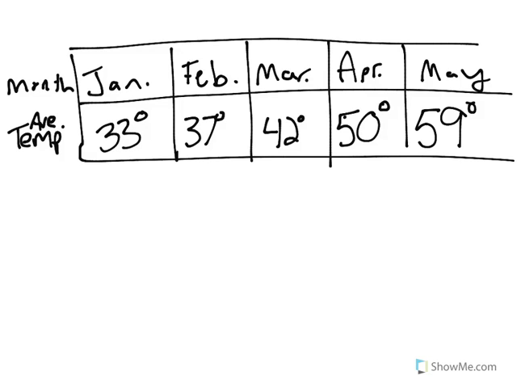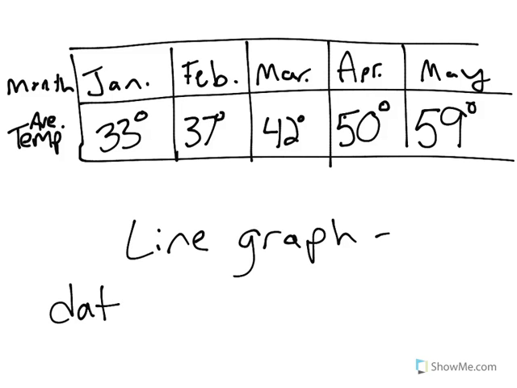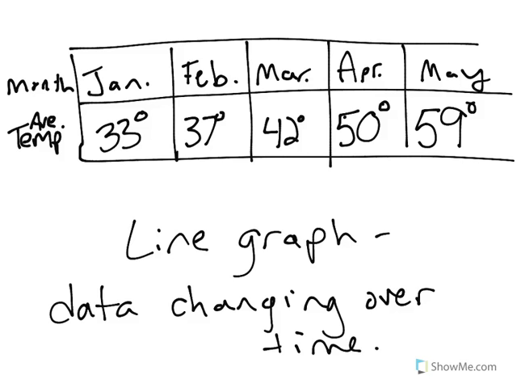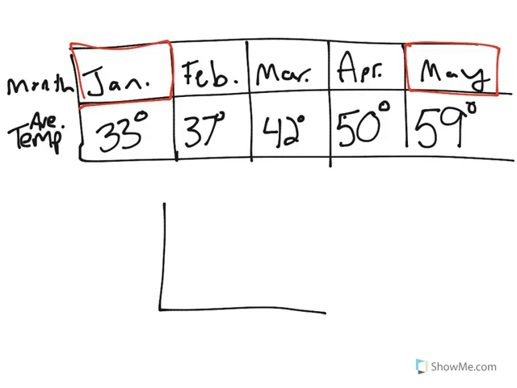Okay. Our answer should be a line graph because, like we said earlier, it's to represent data that changes over time. And you can see that this data starts in January and ends in May. So we're going to make a line graph of that. If we wanted to make our line graph, we would have our months at the bottom and our temperature going up the side.